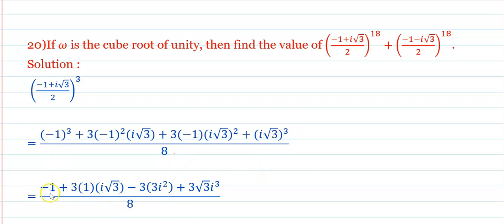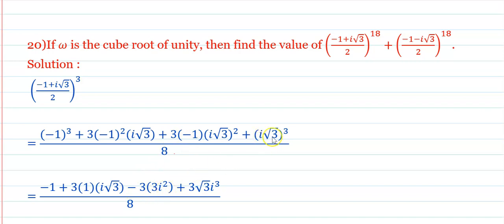Minus 1 cube means what? Minus 1. 3 into minus 1 square means what? 3 into 1, that is 3, into i root 3. Therefore, you will get 3 root 3 i. Next is minus 3 into (i root 3) square means what? i square, and the square of root 3 is 3. Therefore, you will get i square times 3, that is 3 i square. And the multiplication of these two, with minus sign, is minus 3 into 3 i square.